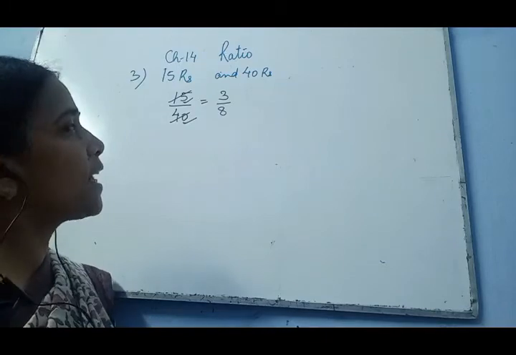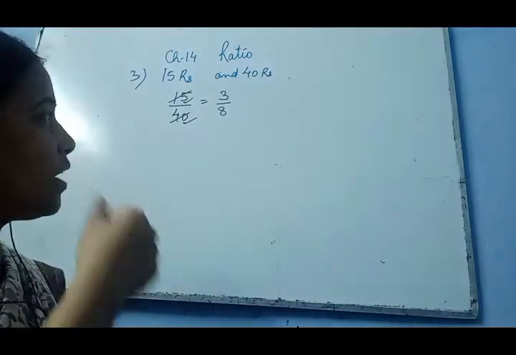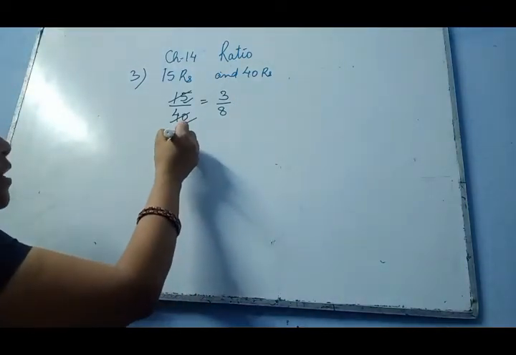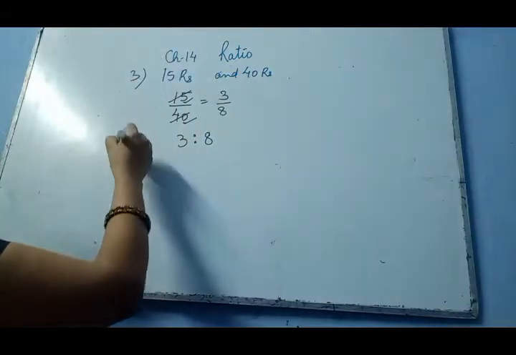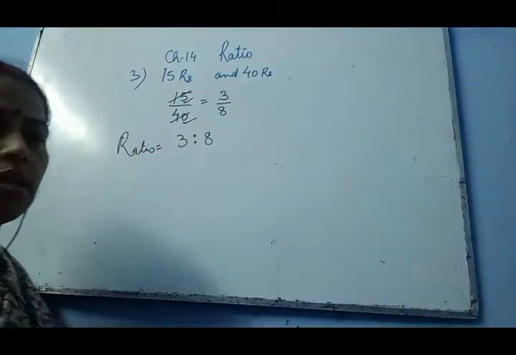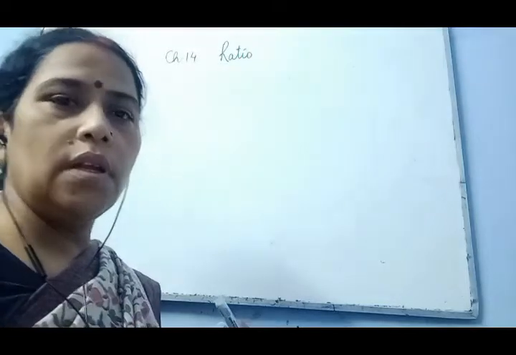So now, can it be cut further? No, they both cannot be cut further. So the ratio of 15 rupees to 40 rupees is 3:8. So the ratio we got is 3:8. So this is the answer.